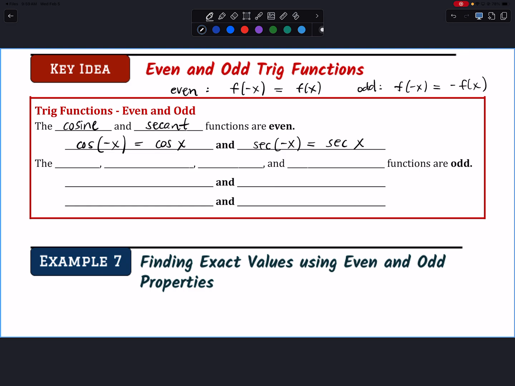So if you remember cosine is even, that means that everything else is odd. You guys trust me? You guys listening? Sorry. So which trig functions have we not talked about yet? Sine. That means that cosecant is also odd. Thank you. And then tangent and cotangent.